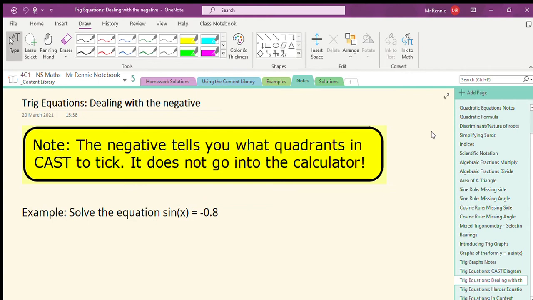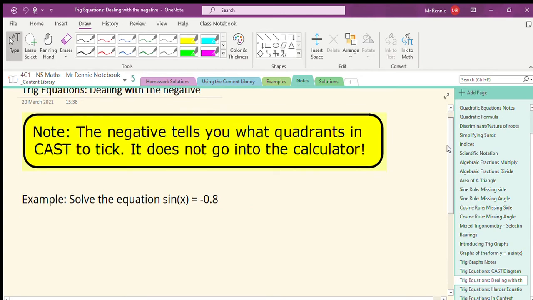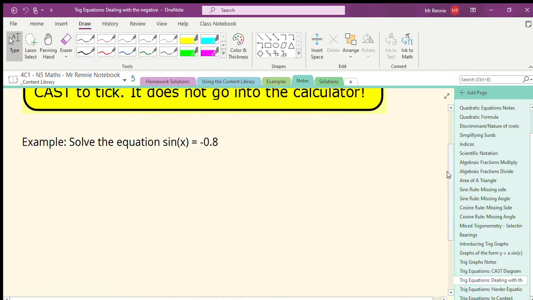So I'm going to get you to copy down these examples, and we're going to go through it just now. The first question we're going to look at is a sine question. We're going to solve the equation sine x equals, but I've now got a value that's negative. We're going to work out when the sine curve is of the value negative 0.8. Again, we're going to expect to have two answers here.